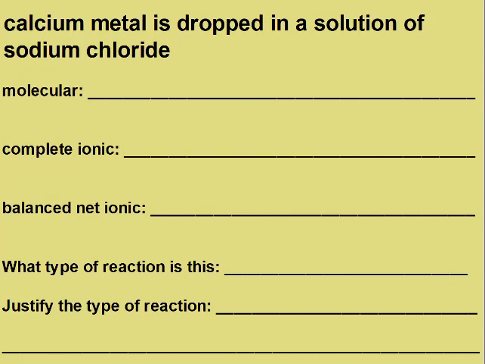So we're going to be writing these net ionic equations just like we've done before. So step one is we need to write our molecular equation. We have calcium. Anytime you have an element by itself, double check, can it be by itself? Calcium is not diatomic, so it can. And it's a metal, so that's going to be a solid.